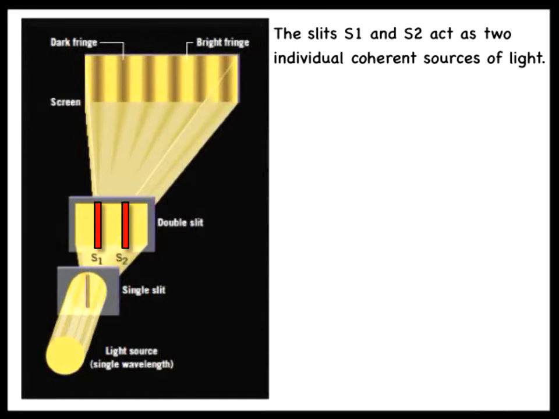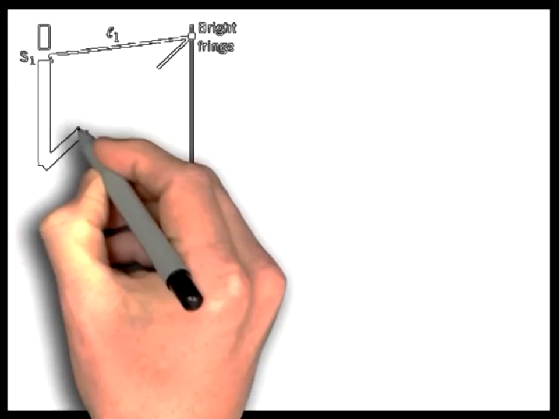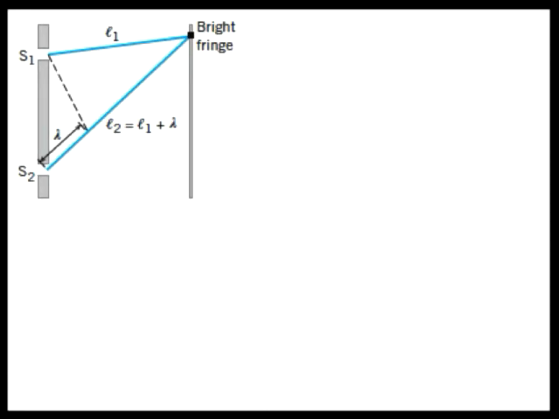The slits S1 and S2 act as coherent sources of light waves because the light from each originates from the same primary source, namely the single slit. To understand why we see a bright and dark fringe at a particular point on the screen, we just have to examine the optical path length difference between each slit and that point. The geometry of the problem is shown in the following figure.